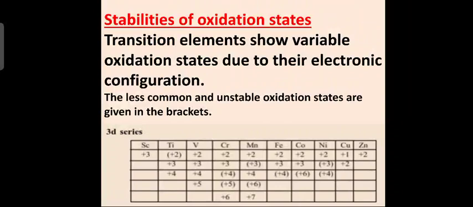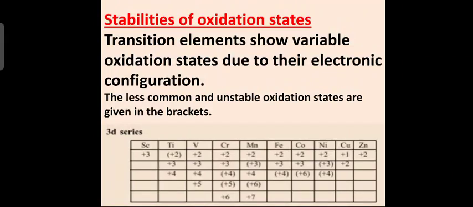Stabilities of oxidation states. Transition elements show variable oxidation states due to their electronic configuration. Why do all these transition elements show different oxidation states? Very few elements give only one oxidation state. The majority of the elements give different oxidation states. And what is the reason? That reason is their electronic configuration. Due to their different electronic configurations, they show variable oxidation states. The less common and unstable oxidation states are given in brackets.